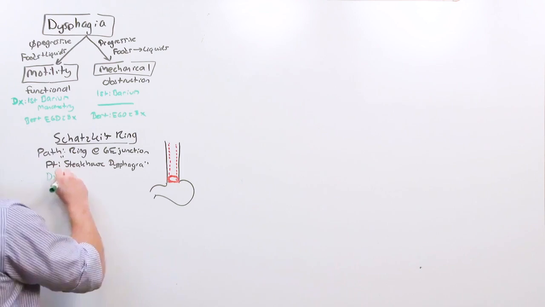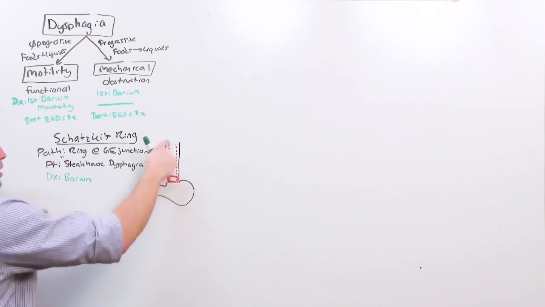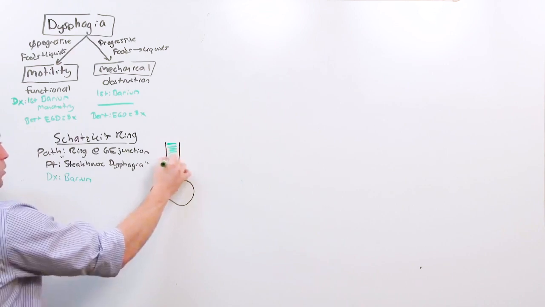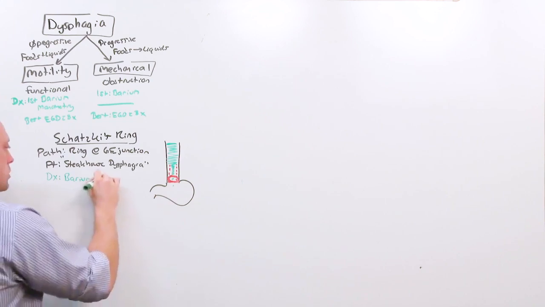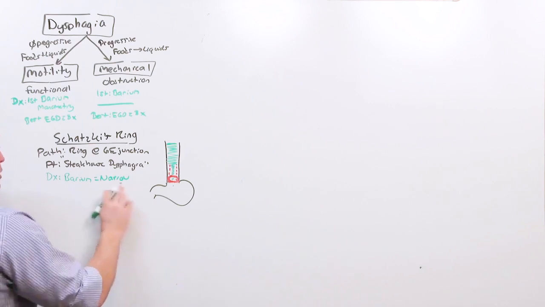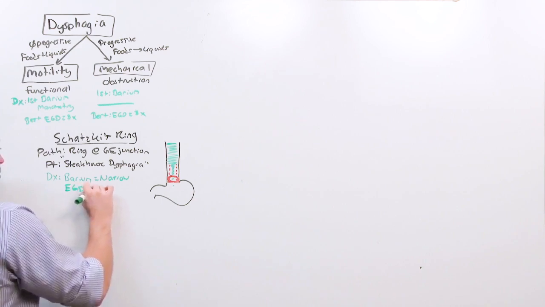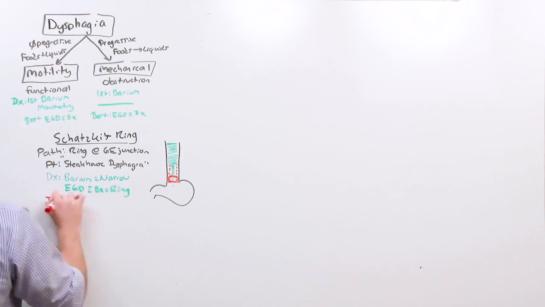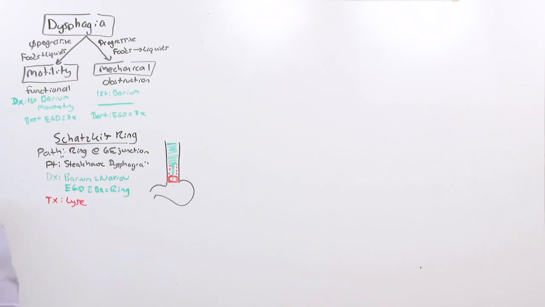If you do the barium, you're going to see that at that point the lumen is narrowed, because up here barium fills the esophagus without problem, and as it gets to the ring it narrows. So you'll see the narrowed lumen. As we'll learn, a narrowed lumen is worrisome for cancer. So the EGD with biopsy shows that it's benign, it shows you the ring, and to treat it during the endoscopy, you lyse that ring and open things up.